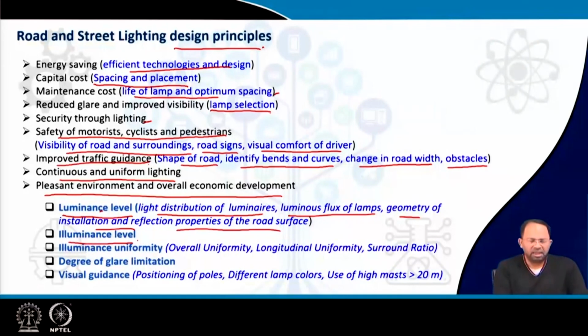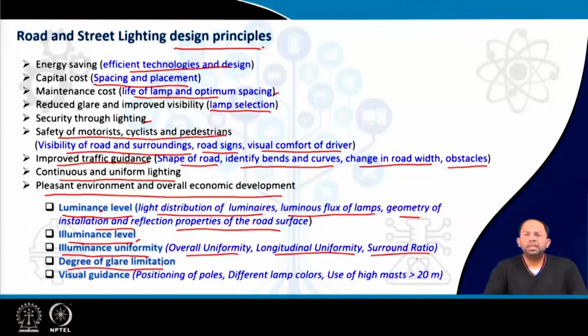Then illuminance level is how, when the light falls on a plane surface like the road surface, what sort of illuminance happens. So that's another parameter. Then illuminance uniformity, that means overall uniformity, longitudinal uniformity and surround ratio. We have mentioned longitudinal uniformity, how uniform the lighting level is throughout the length of a road. Then surround ratio is what sort of lighting is there for the surrounding areas. So all this comes under illuminance uniformity.